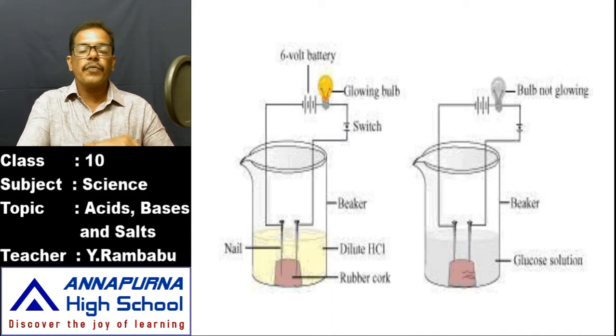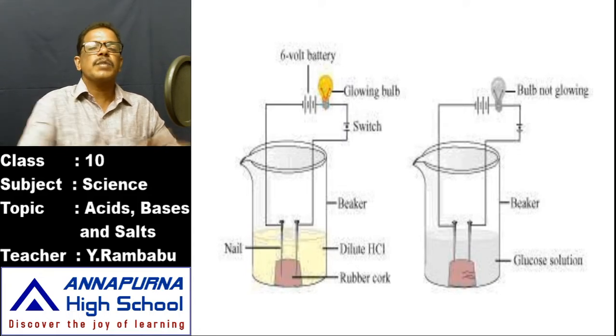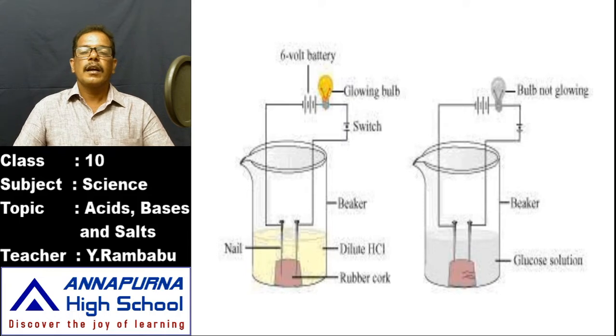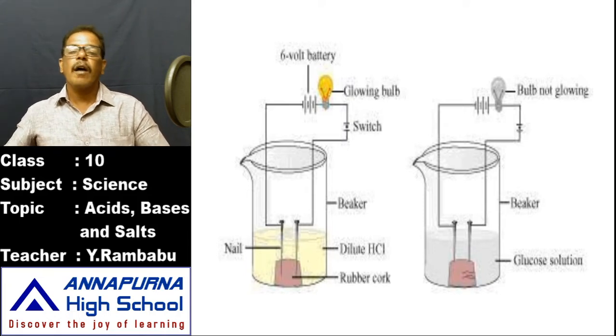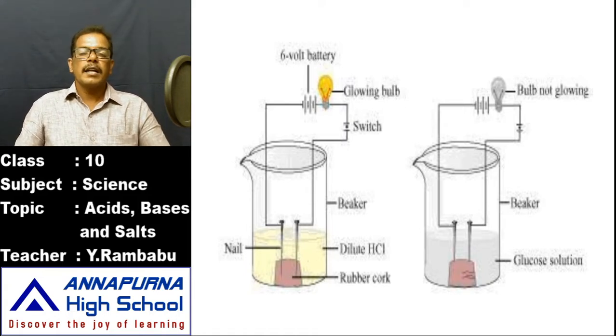But in the case of acids, the molecules split into their respective ions, and those ions are responsible for carrying the charge. But in the case of glucose solution or alcohol solution, the bulb doesn't glow. Why? It doesn't split into its respective ions, so charge carriers are not present. That's why the bulb doesn't glow.